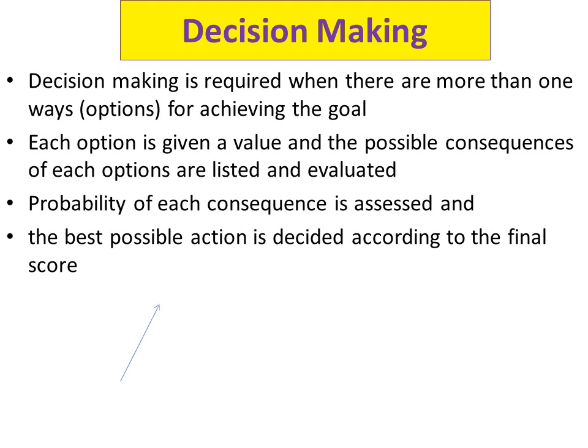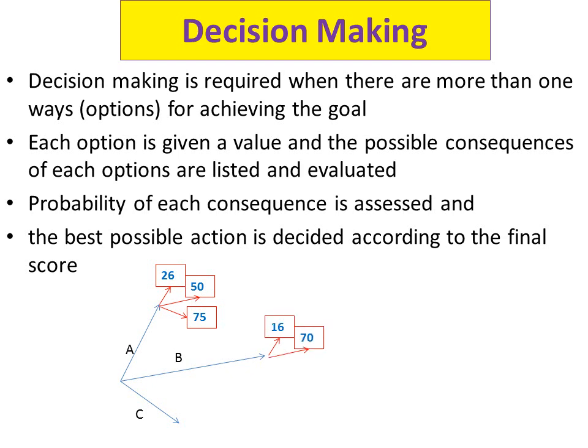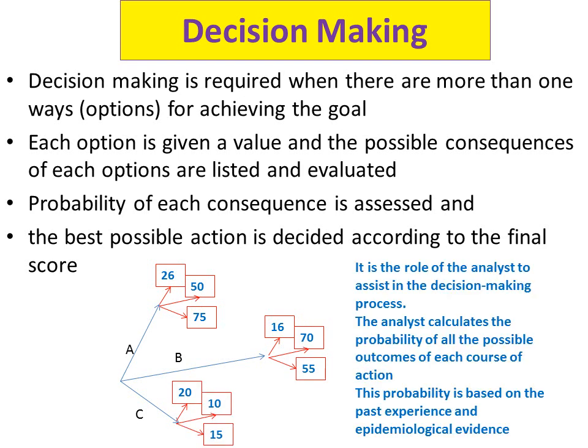For example, you can take either course A or B, or there's an option to take course C. These are the consequences for course A with a probability of 26%. This consequence has a probability of 50%, 75% chance of occurring. Course B, these are the consequences if you take course B, and this is the probability of their occurrence. Similarly, these are the consequences of course C with their probability of occurrence.